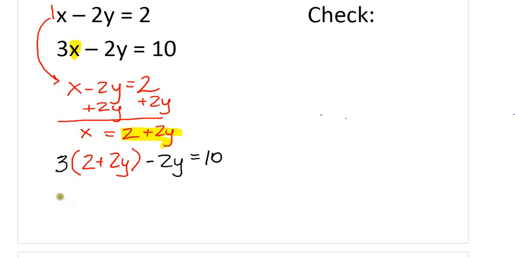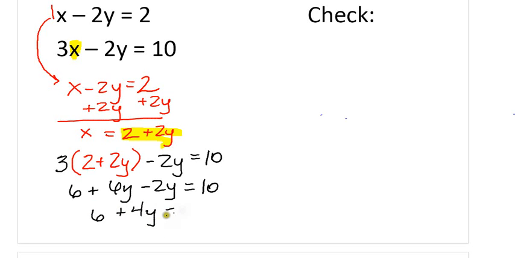I'm going to go ahead and distribute that 3. So it'll be 6 plus 6y minus 2y equals 10. And a quick mental check I do is I see that now I have one equation with only one variable, in this case the y variable. But that indicates to me that thus far I've probably done the right thing. So now I can combine my like terms.